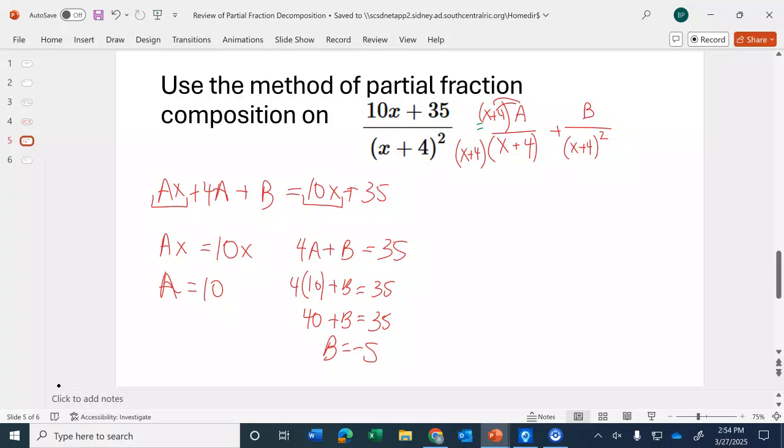Once you have your a and b, it's just a matter of putting them into your decomposition. In the a spot, we'll go that 10. In the b spot, it needs to be a negative 5, so I can throw that minus in the front.